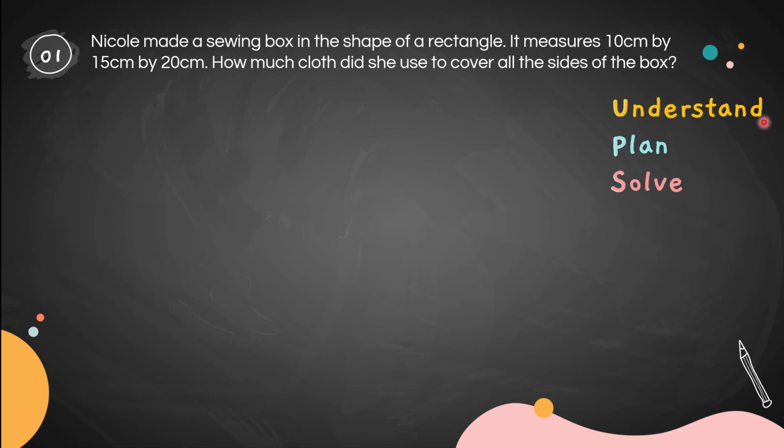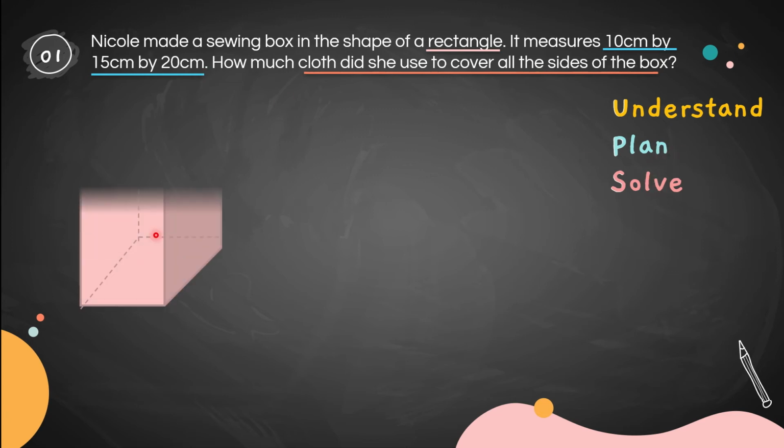So what is asked? We are going to find the cloth used by Nicole to cover all the sides of the box. The sewing box is in the shape of a rectangular prism and it measures 10 centimeters by 15 centimeters by 20 centimeters. And next is to plan. Let us illustrate the figure.